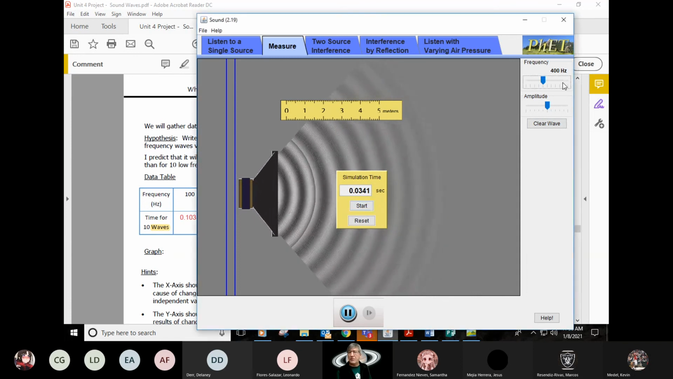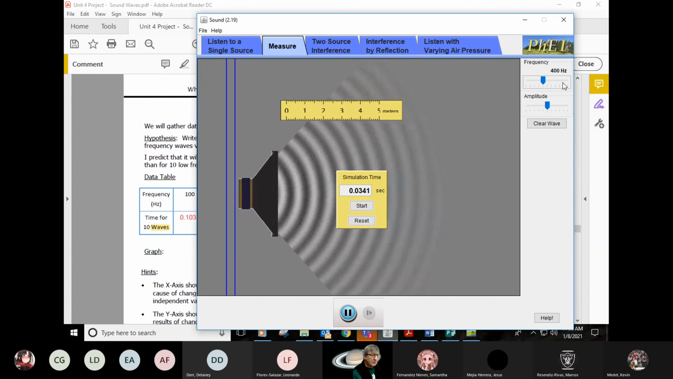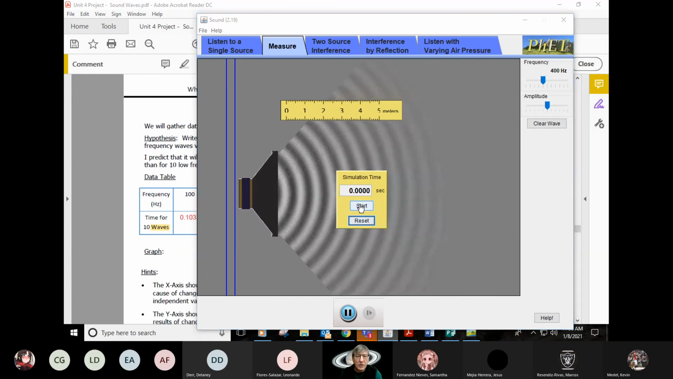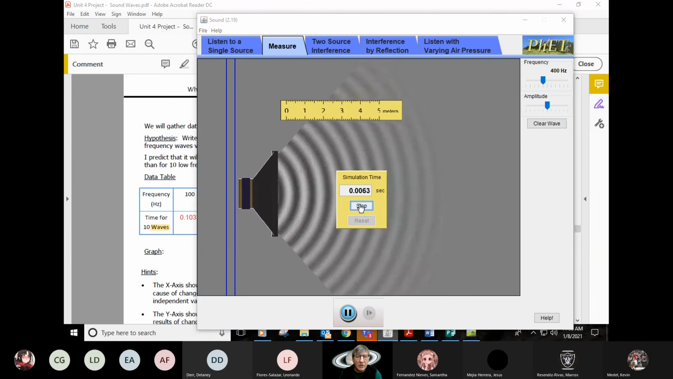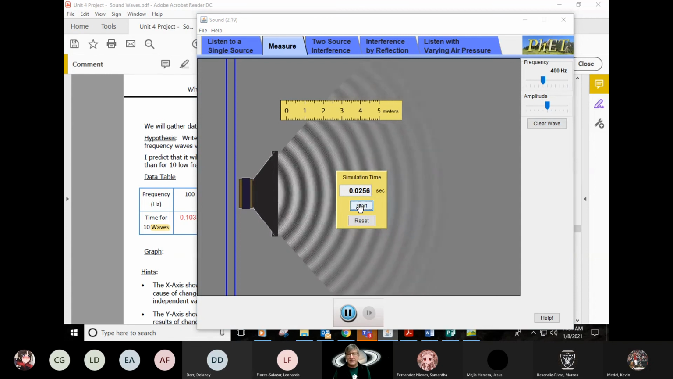All right, we're moving up to 400 hertz. What does that sound like? And I'm going to reset the timer. I'm going to watch the speaker pulsing. 3, 2, 1, and go. 1, 2, 3, 4, 5, 6, 7, 8, 9, 10. There's your data to write down. 400 hertz, 0.0256 seconds.